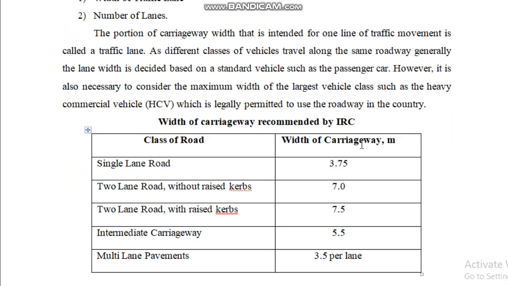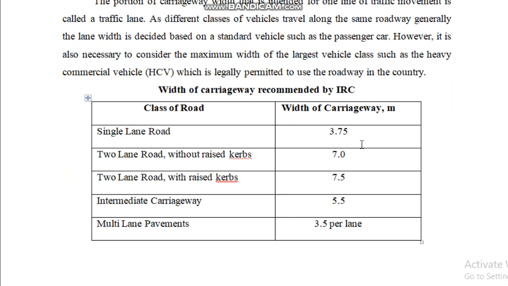What are the different standards given by Indian Road Congress for this type of width of carriageway? If it is a single lane, then 3.75 meters is the carriageway width, and if it is a 2 lane without raised curbs, then 7 meters. If with curbs, to provide some psychological comfort to the passengers, 0.5 meter has been added, that's why it is 7.5 meters. And intermediate lane, as I told you, is slightly greater than single lane, it is 5.5 meters.